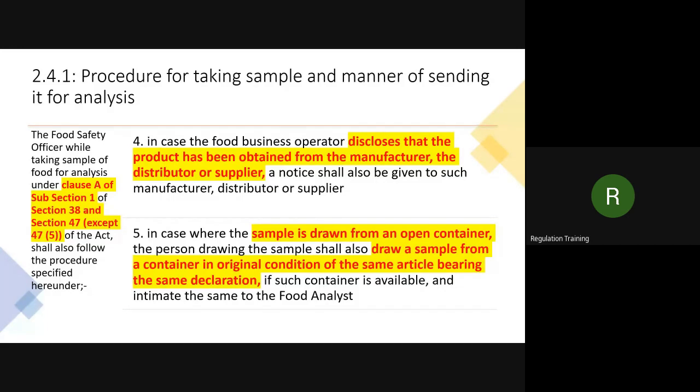And they will intimate the food analyst also, that this is what I have taken from the open container, and this is what I have taken from the sealed container. So the sealed container is for comparison also. Both tests will be done, and when the results come, they can compare both reports.